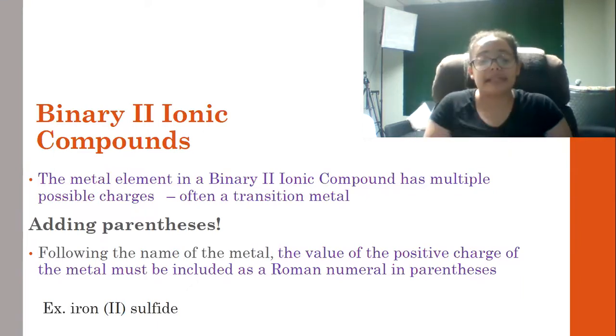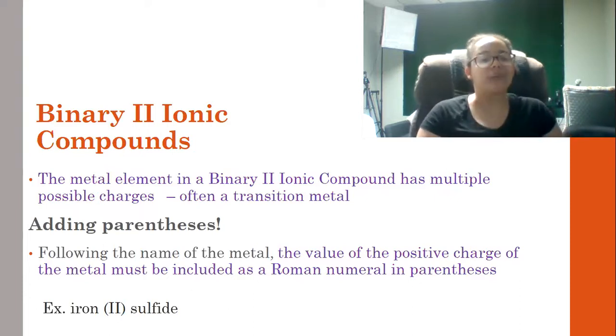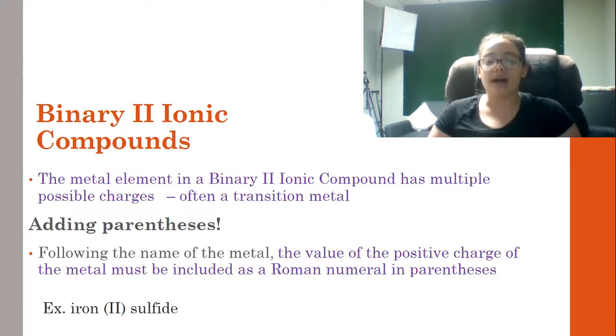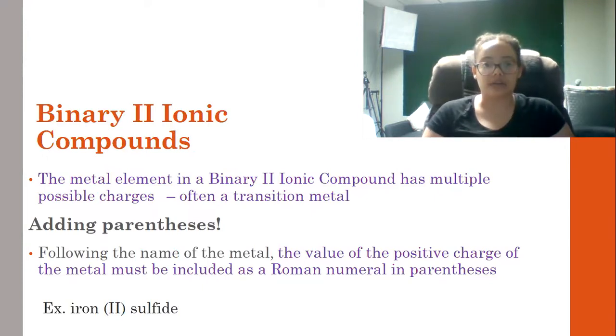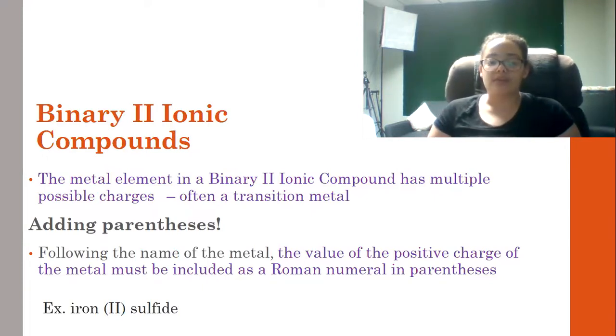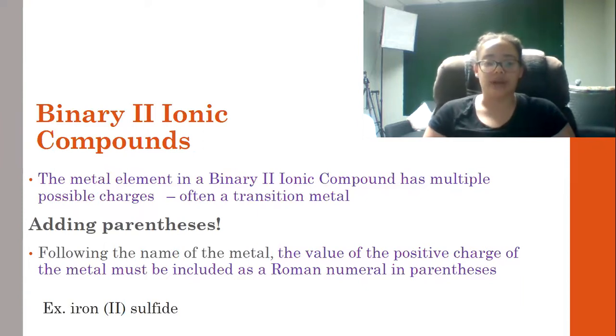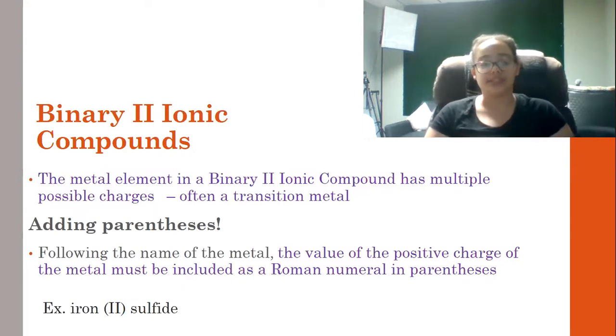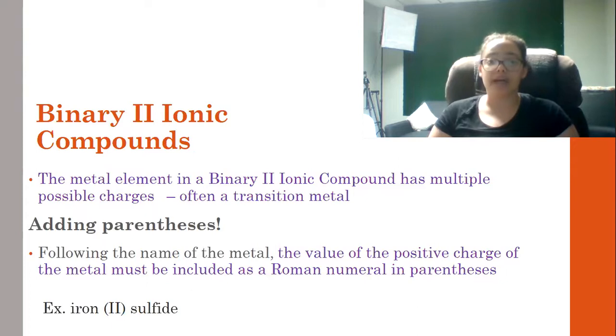The way that we're going to write this down is by adding our parentheses. So our parentheses are telling us the value of the positive charge on that metal. So we're always going to write the metal with the charge in parentheses. Down here we see our example of iron 2 sulfide. That's telling us that our iron has a +2 charge and it is bonded to our sulfur.